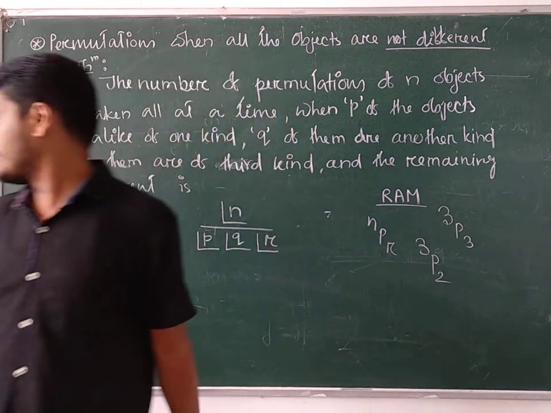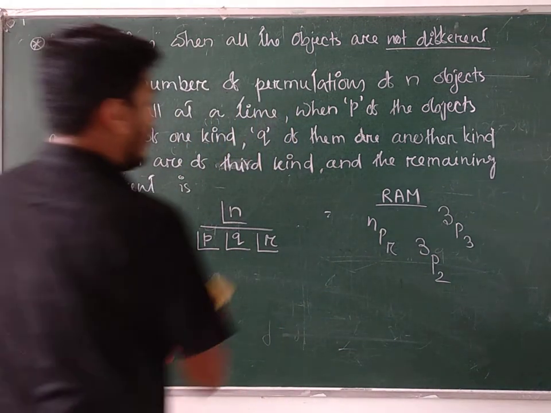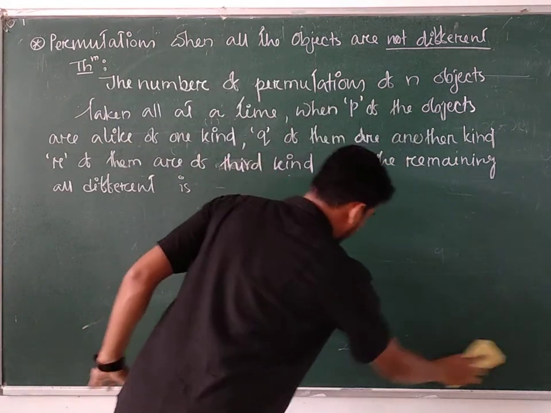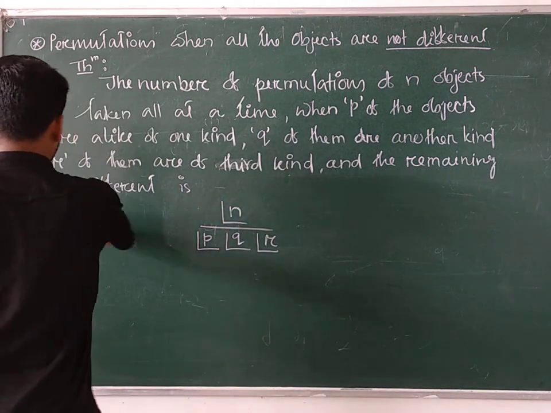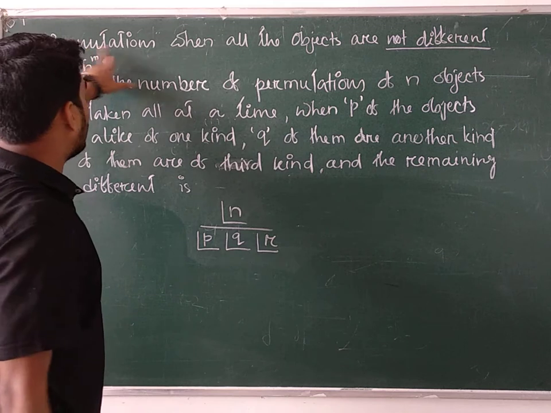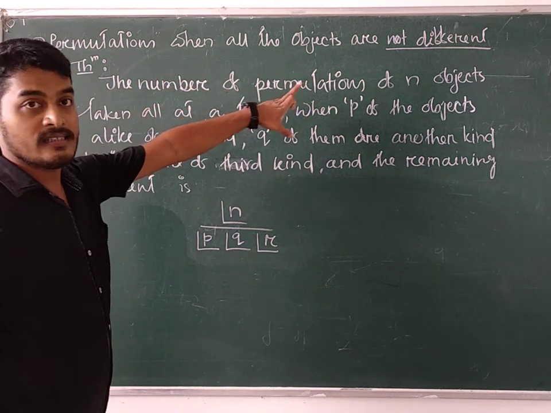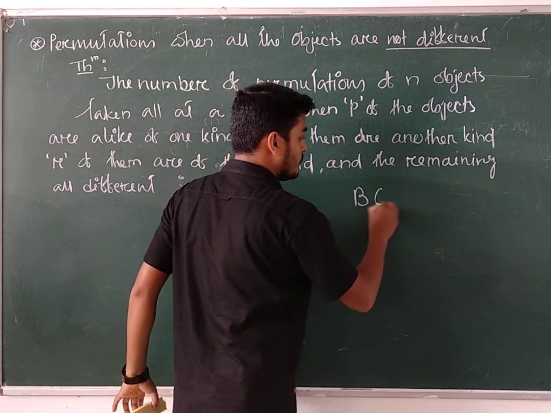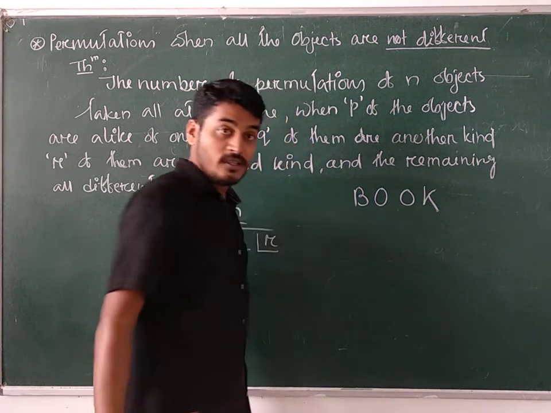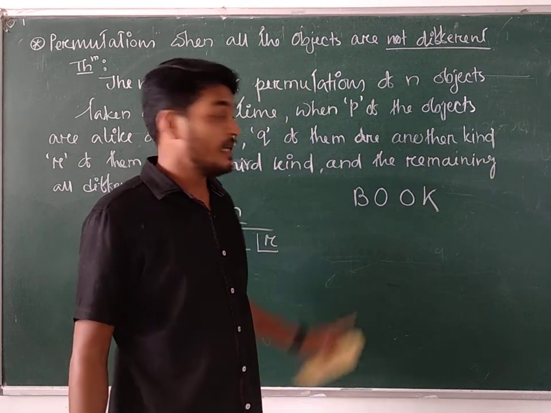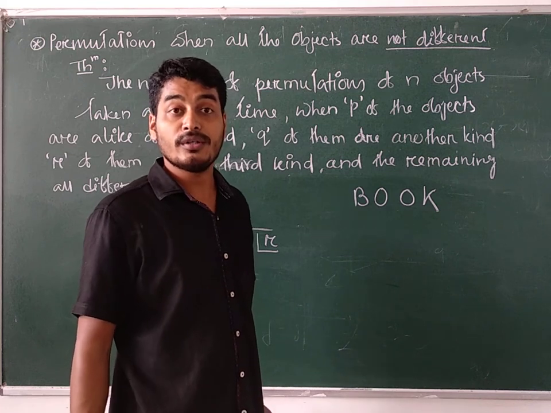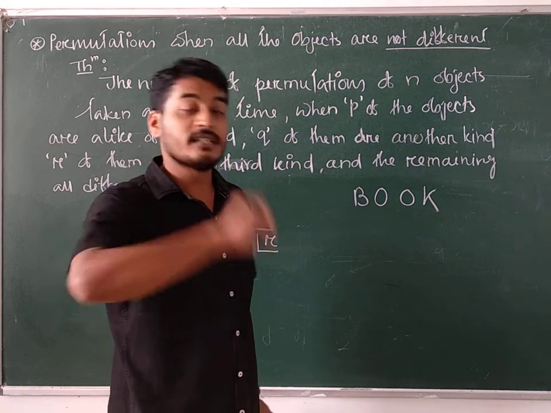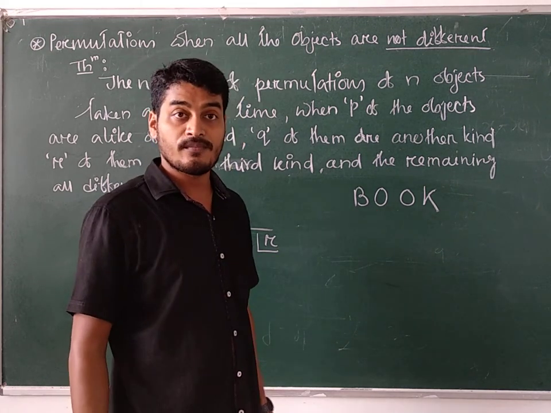Now what about the other situation? Whenever all the objects are not distinct, listen carefully. When the objects are not distinct, what does that mean? Permutation when all the objects are not distinct. Let us consider the situation. Suppose the question is given: how many new words can be formed from the letters of the word book? All those words should contain how many letters? 4 letters. That means all the letters you have to use.